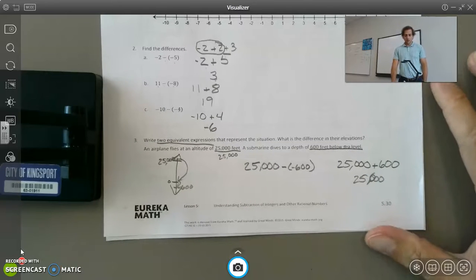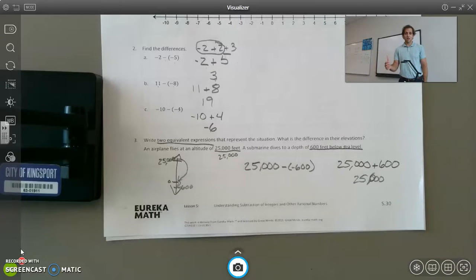Okay, big paradigm shift, big change. Continue to trust that process. Rewrite every problem by changing subtraction to addition and making the second integer its opposite. Whatever the integer is, just change the sign of the integer.